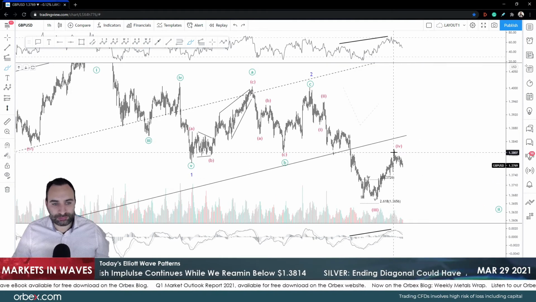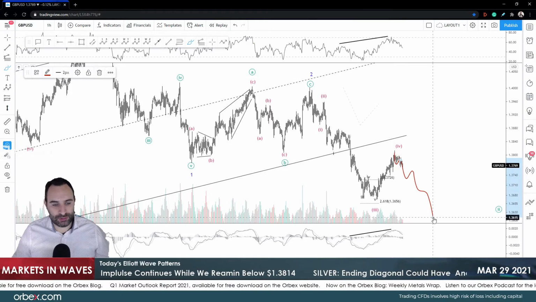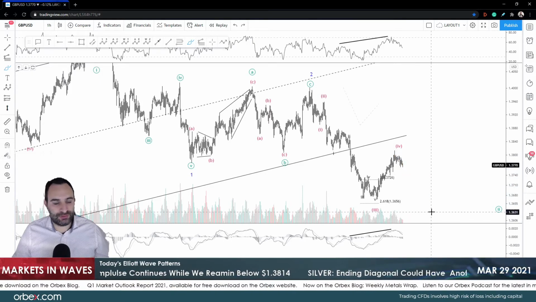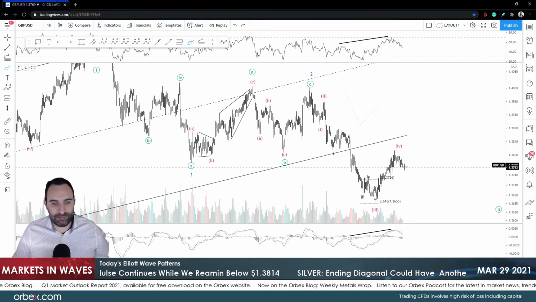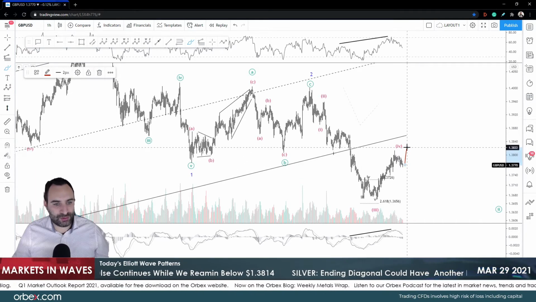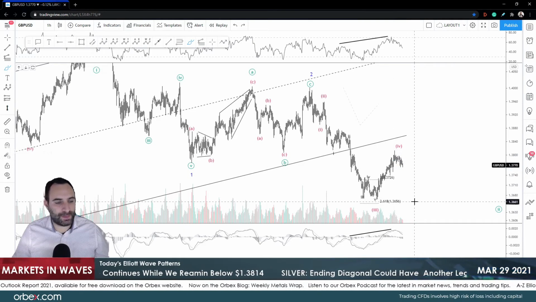So, what I'm saying is that the chances of that continuing lower, at least for me, are bigger than the chances of moving higher. But I wouldn't be surprised if we get another top like this and then move lower, because as I said, this looks a little bit corrective.